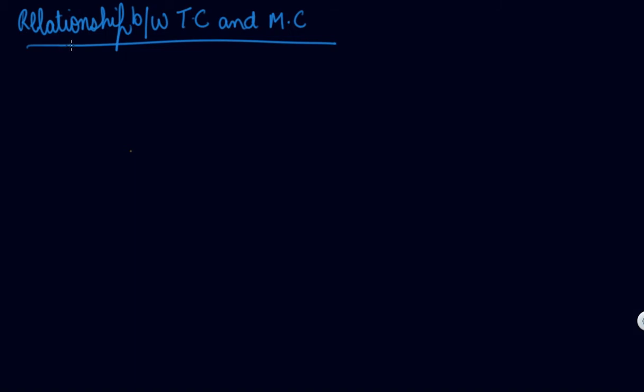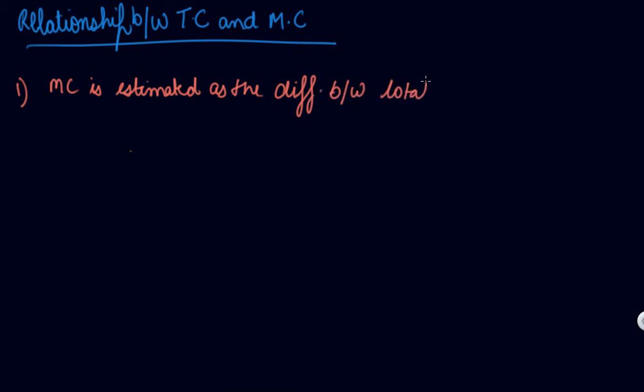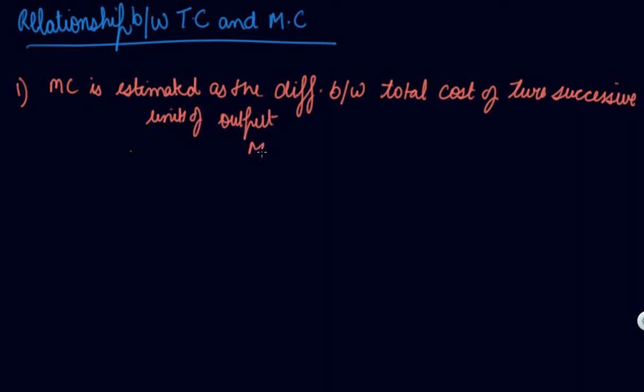In this video, we will learn the relationship between total cost and marginal cost. The first relationship is that marginal cost is estimated as the difference between the total cost of two successive units of output. We calculate the marginal cost as TCn minus TCn minus 1. So this is what it is saying.